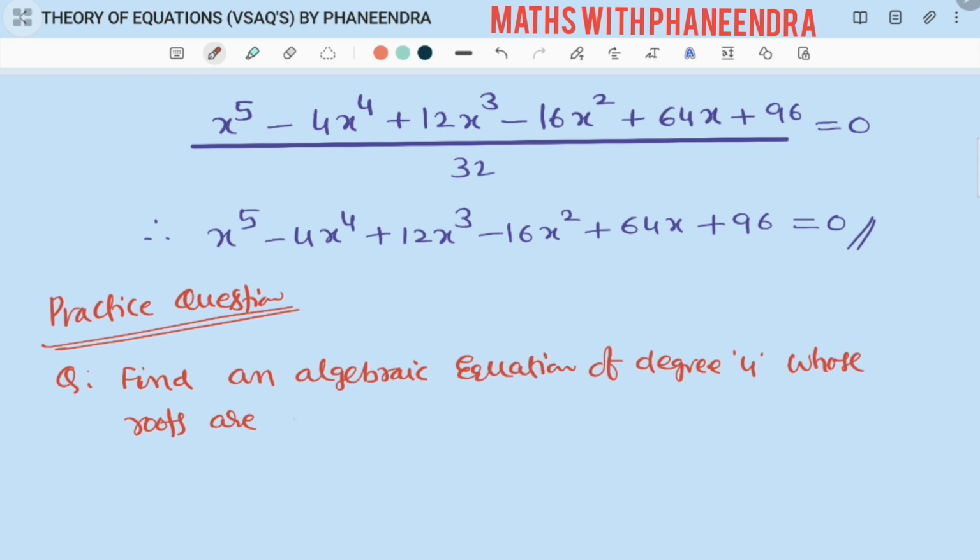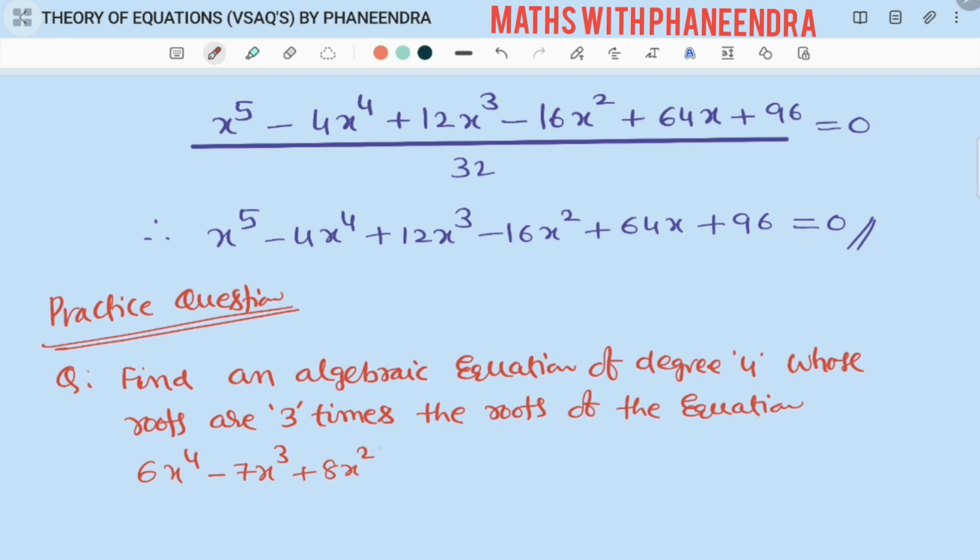Whose roots are 3 times the roots of the equation 6x power 4 minus 7x cube plus 8x square minus 7x plus 2 equal to 0.